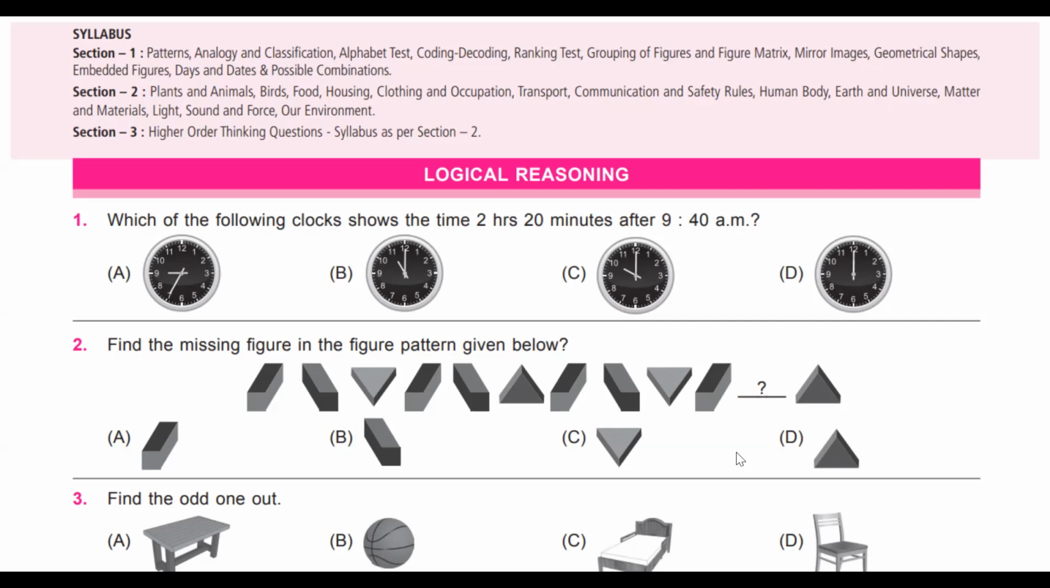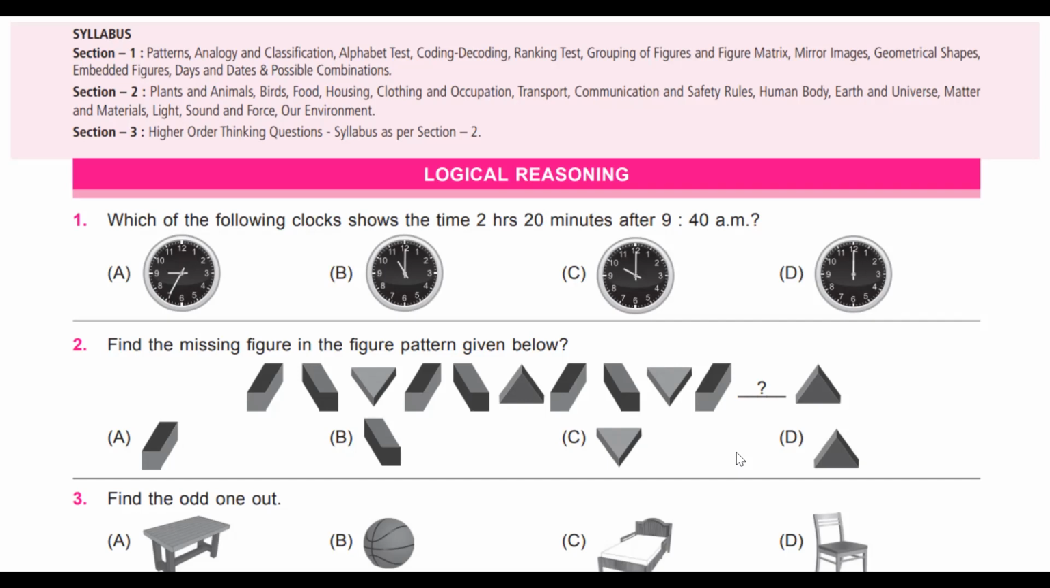How to get the answer? If no, tell me, I will tell. Still, I will tell. Chalo. Which of the following clocks shows the time 2 hours 20 minutes after 9:40 a.m.? So after 9:40 a.m., what will be the time which comes 2 hours 20 minutes later? 9 a.m. Fine. Just add 2 hours to that. What will it be? Ma'am, it will become 11.